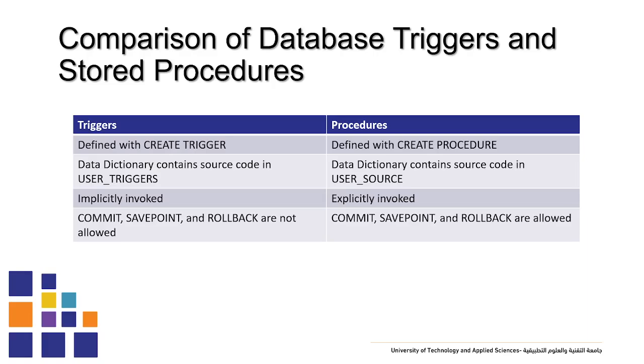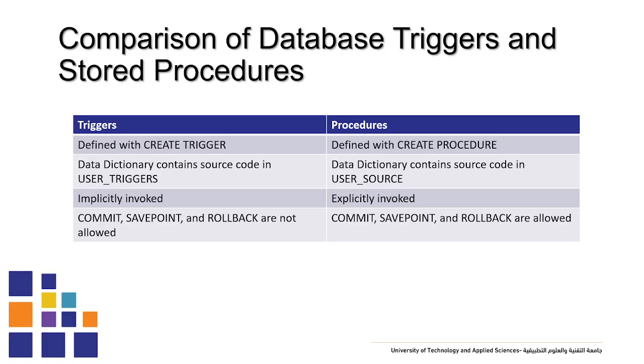In triggers, we normally have a data dictionary that contains the source code, and it uses USER_TRIGGERS. In procedures, we have a data dictionary as well, which contains the source code in USER_SOURCE. Triggers are implicitly invoked, and procedures are explicitly invoked.